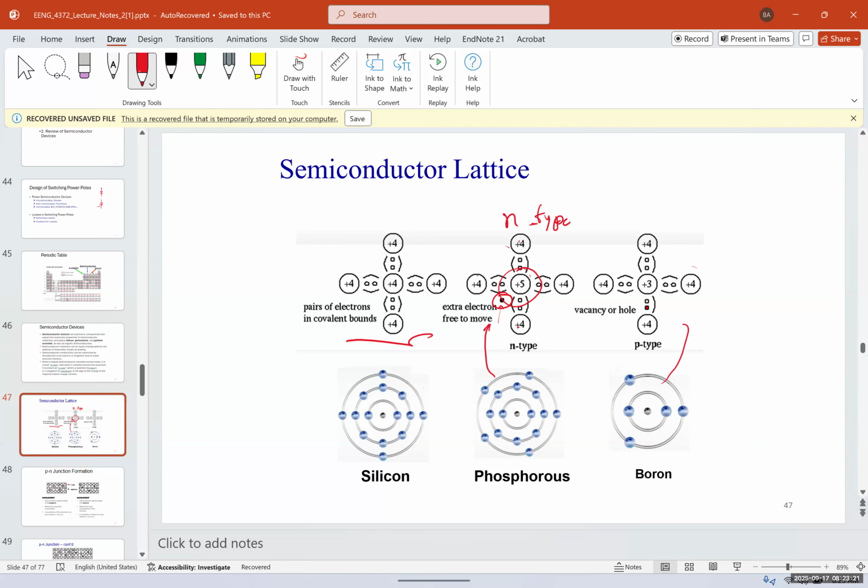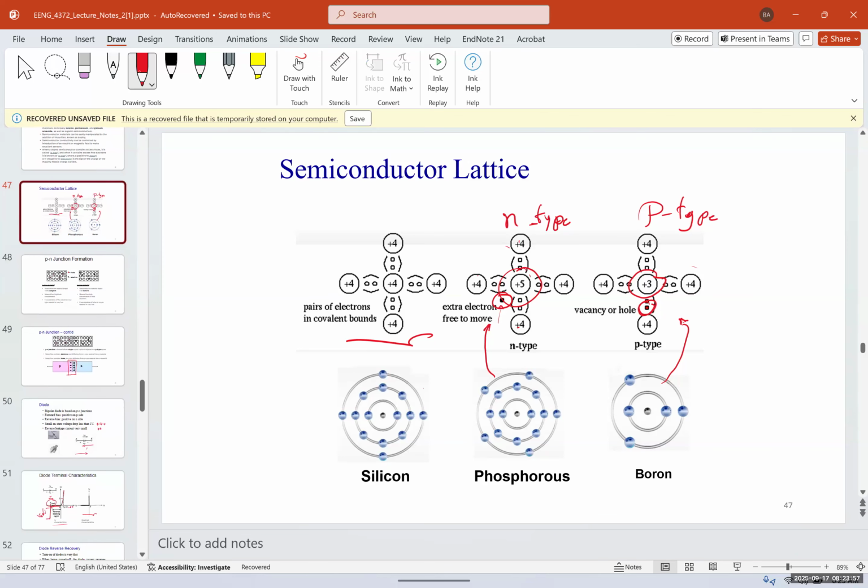And if we dope the system with the boron in the middle, now we have an extra hole, which creates a P-type system. So an N-type and P-type on their own are good if you want to build a resistor or something, and you want to somehow be able to design the characteristics of a resistor. But on their own, we don't use them.